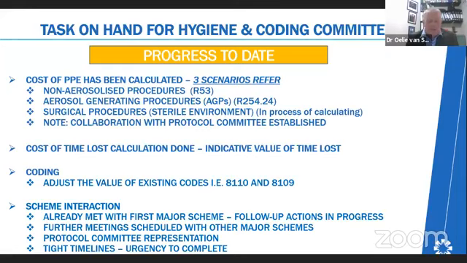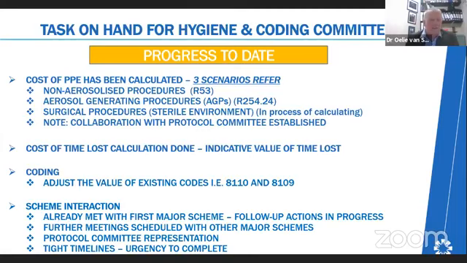To create any new codes can take 12 to 24 months in a scheme environment, and it's a laborious process. So the best and the simplest way would be to do an upwards adjustment on existing codes, sterilization 8110 and 8109 infection control barriers. It's already there. So the challenge is to negotiate a better dispensation in terms of those two codes.